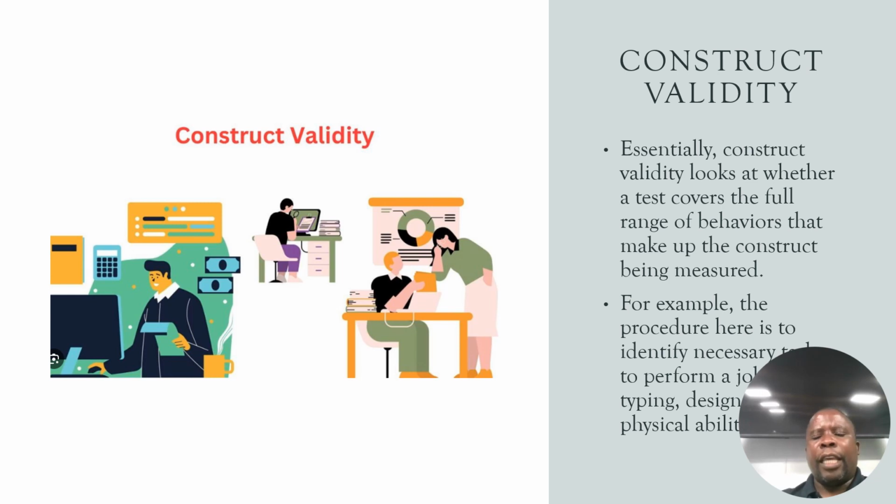Then we have got construct validity. Construct validity looks at whether the test covers the full range of behavior, whether we have covered everything that we want to cover. A good example, I already talked about, is the driver's learner's license test that you go and write. We can also talk of the GRE tests that you write if you want to go and study abroad, or the SAT tests that you write. These are also good examples of such a test.